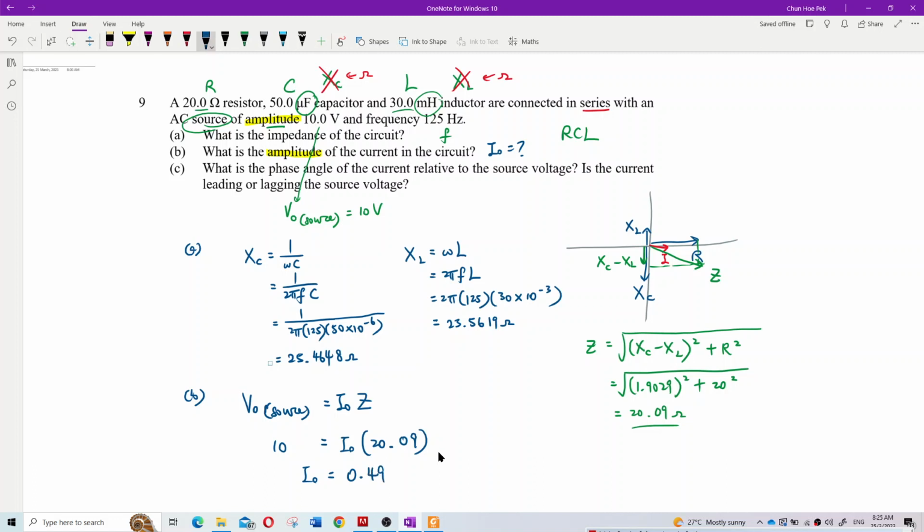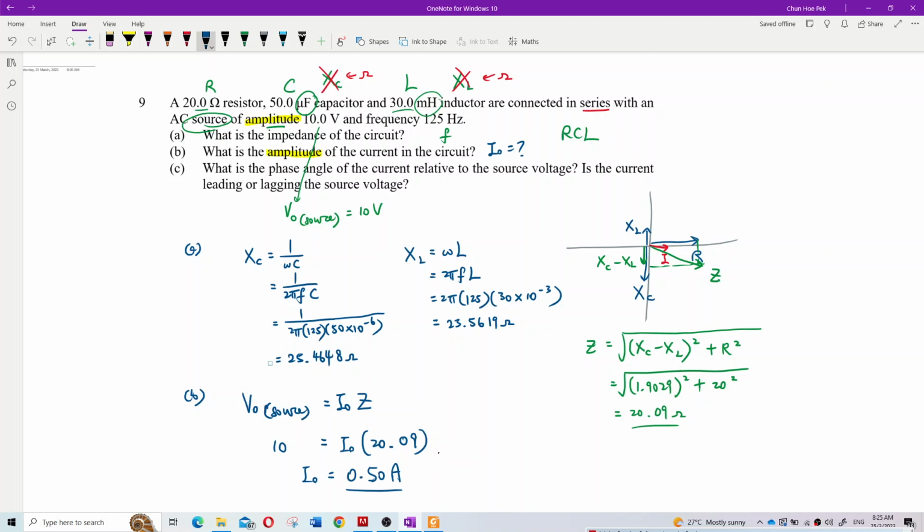Let it be just one decimal place, so 4977, so it's 0.50 ampere. Yeah, 0.50 ampere. 2.50 ampere. Okay, so that's the answer. I got the peak current already.